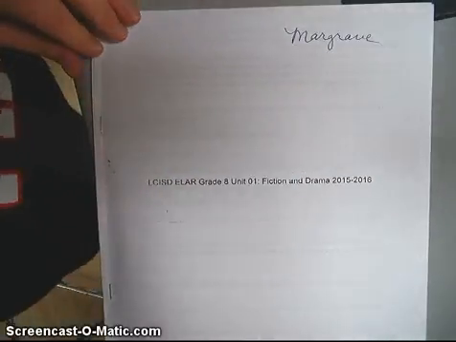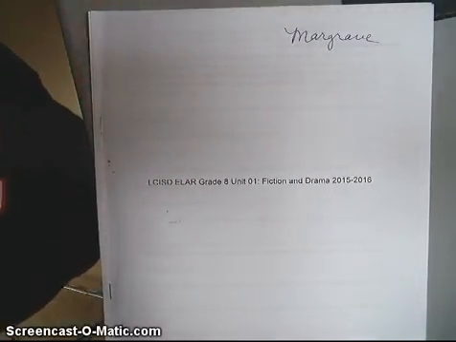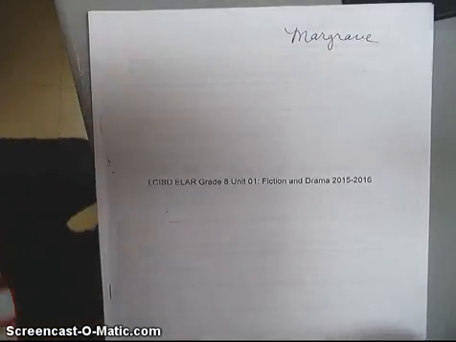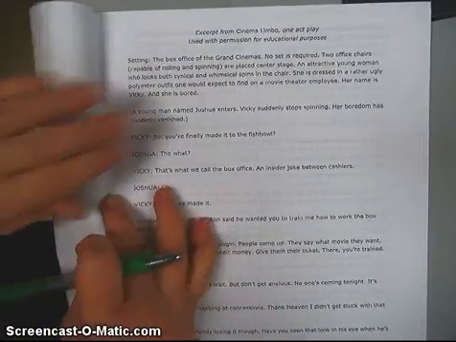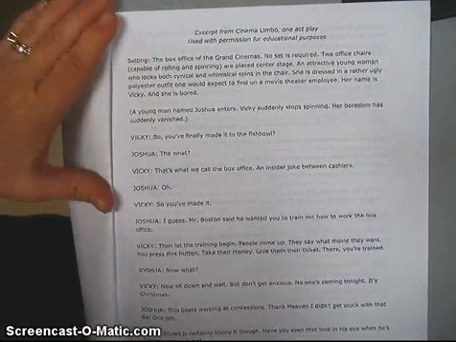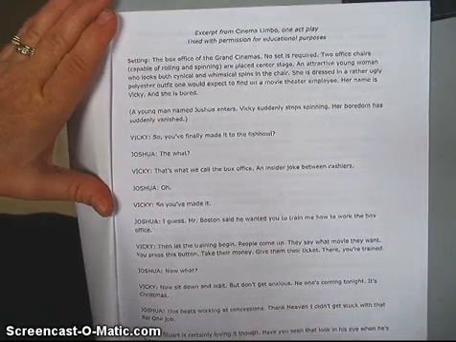Okay, today we're going to be looking at how Mrs. Margrave marks up a passage and makes a really good grade on her district assessment. First thing I do is I look at the whole passage.